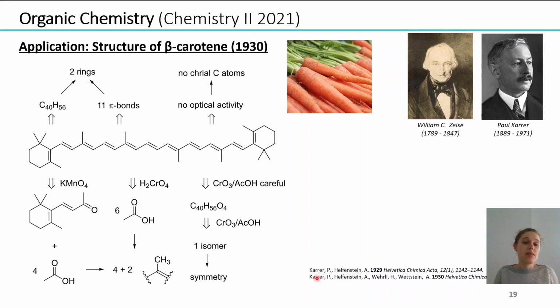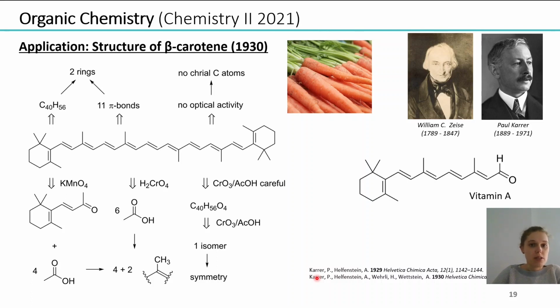So this is an example of how you can use oxidation reactions in order to elucidate the structure of an unknown compound. And why is this beta-carotene now important? It is important because it can be used in order to produce vitamin A.